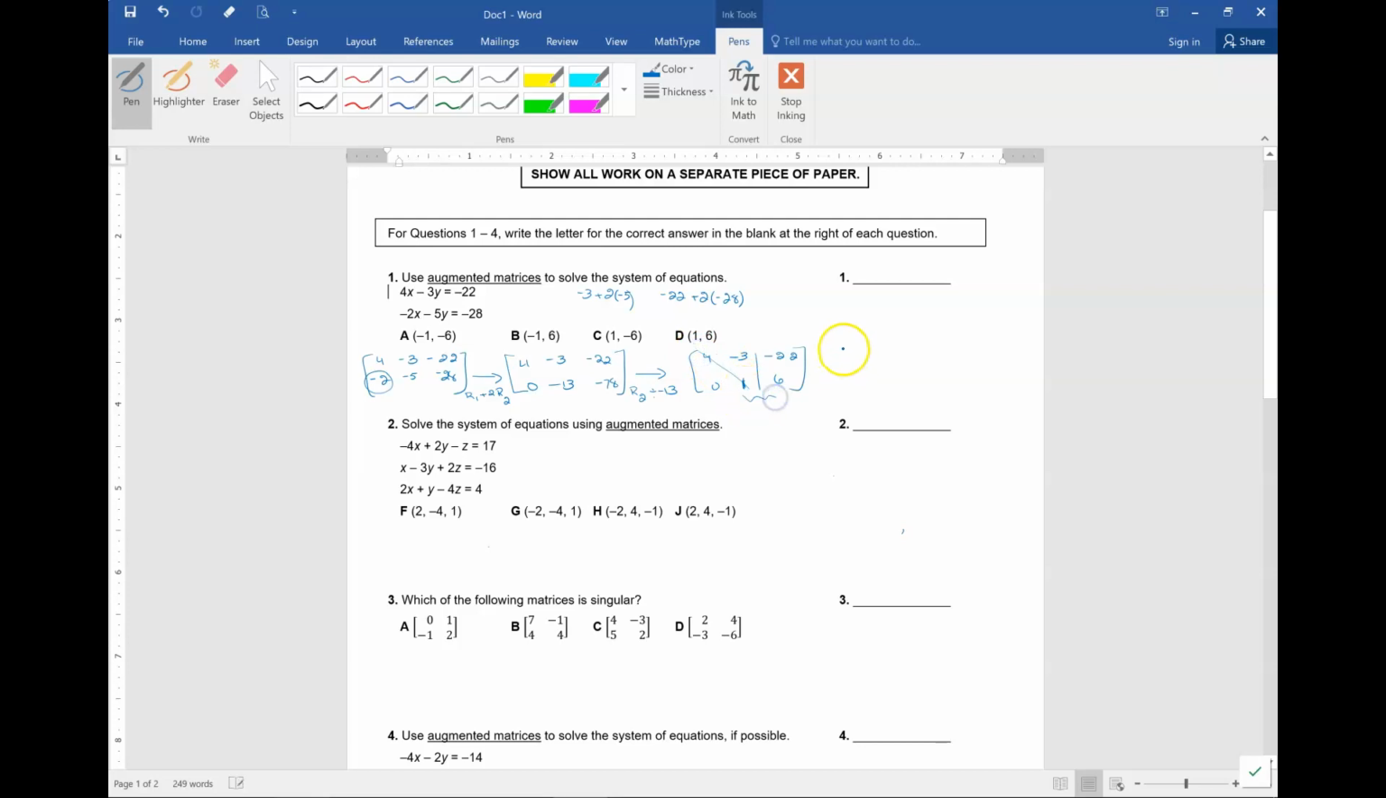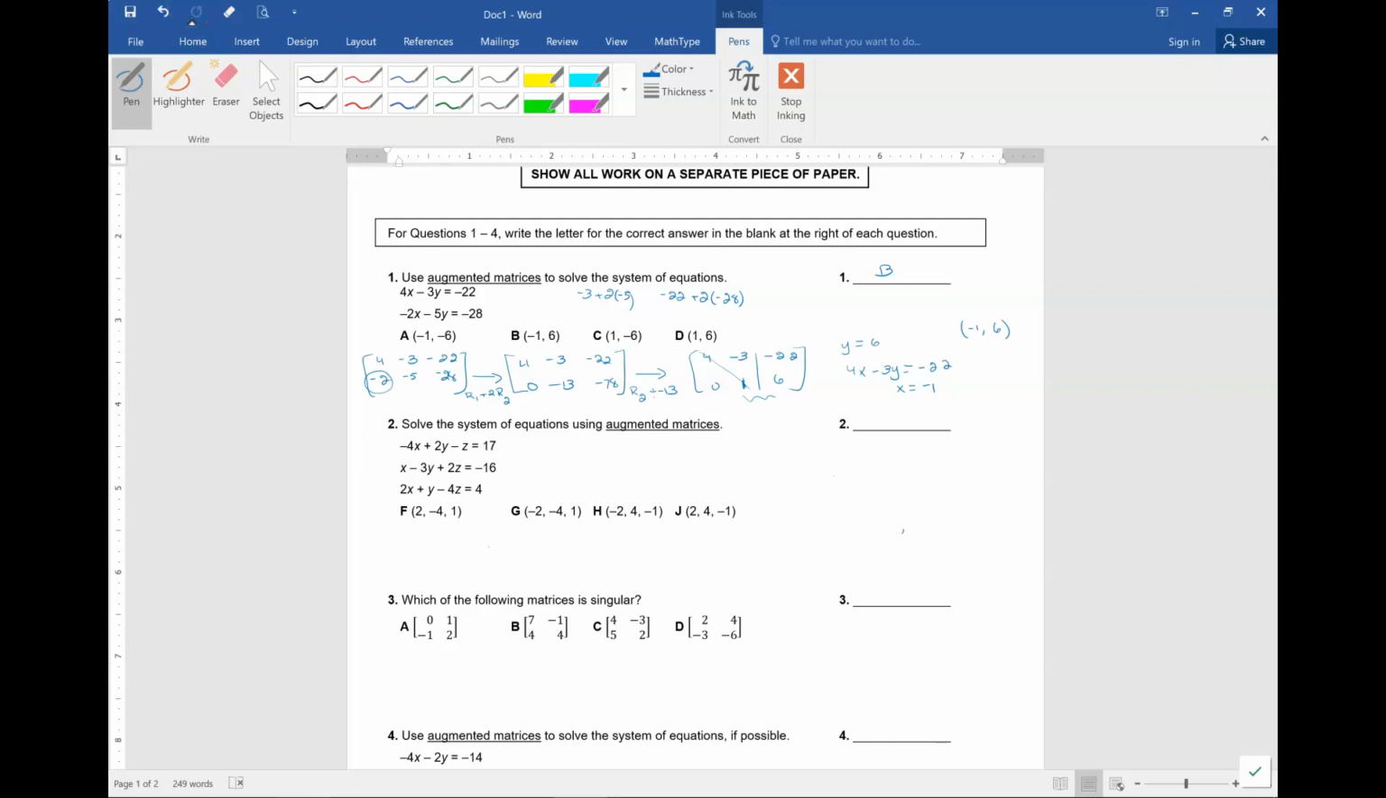So from here, I get that y is equal to 6. And then when I plug it into the other equation, 4x minus 3y equals -22, and we solve, x ends up being -1. So this is -1 comma 6, which is B.